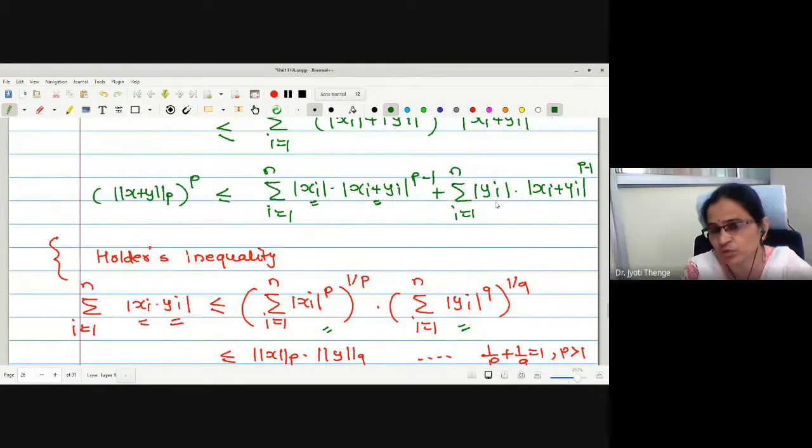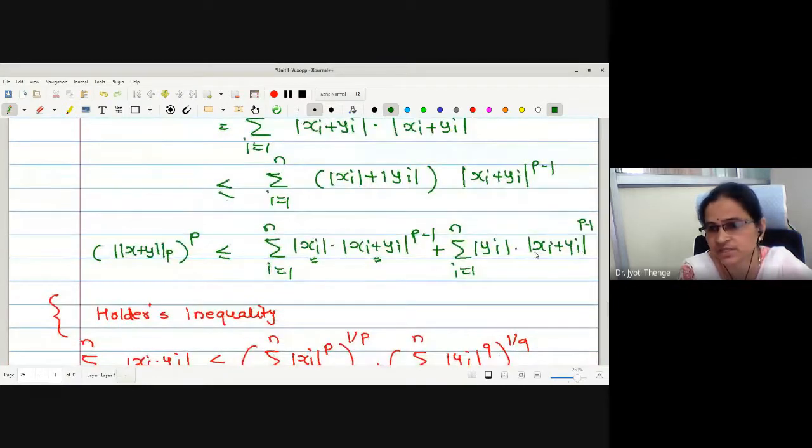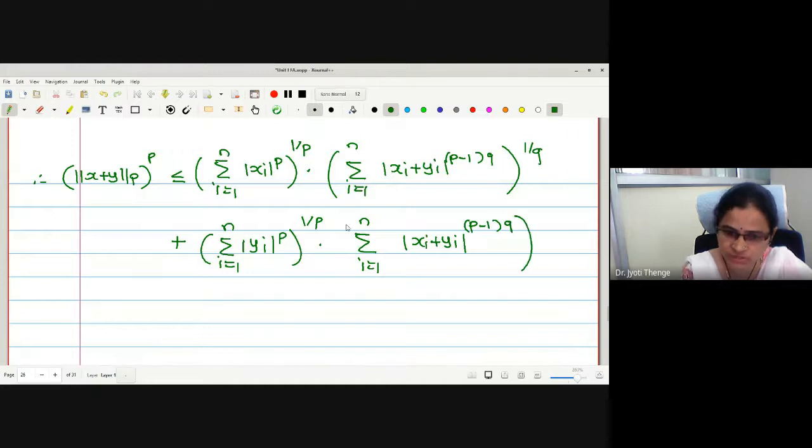Now the same we have to do for the second term. From here, this is summation i equals 1 to n |yi| raised to p, raised to 1 by p. Right? And what is the second term? |xi + yi| raised to p minus 1. So this second term will be as it is, raised to q raised to 1 by q.